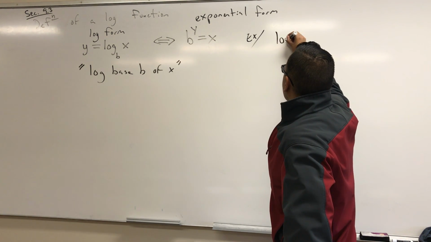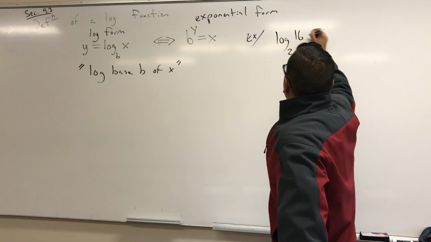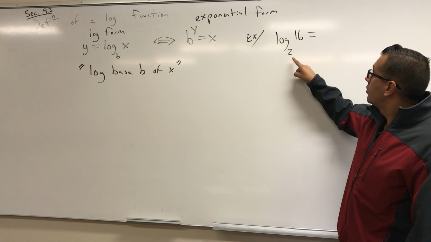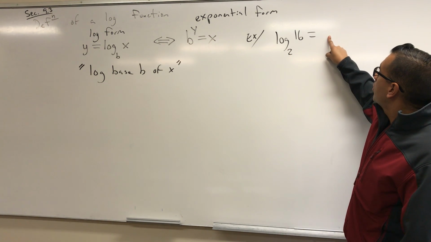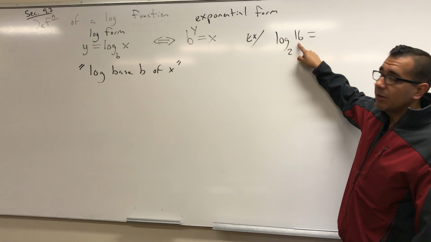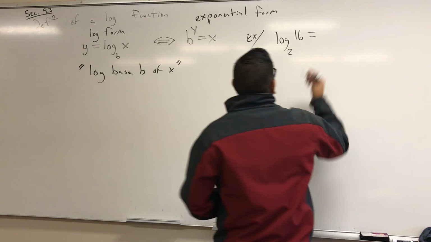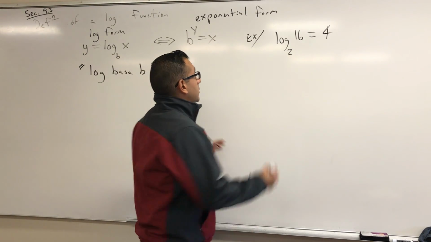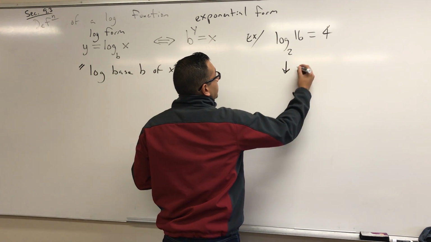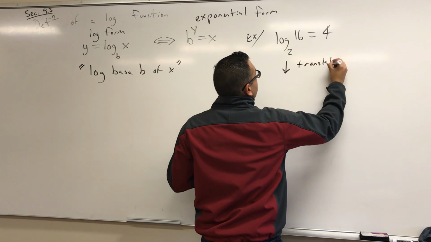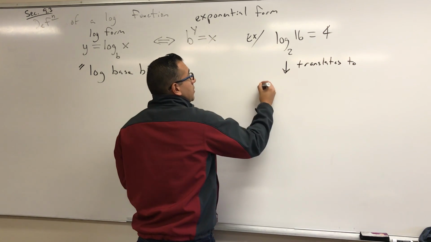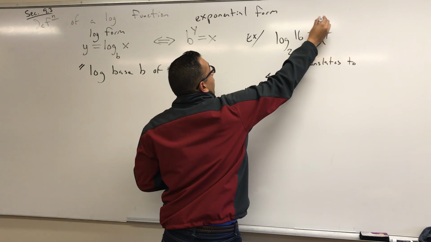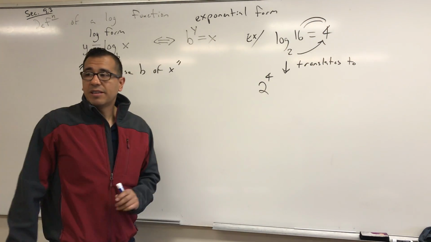So for example, say I have log base 2 of 16. What I'm really asking is, 2 raised to what power gives me 16? That's what it means in English. 4. Correct, perfect. It's 4 because, let me rewrite this, this translates to 2 raised to the 4th power, this is my exponent, equals 16.